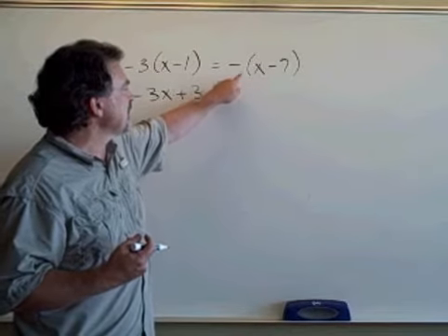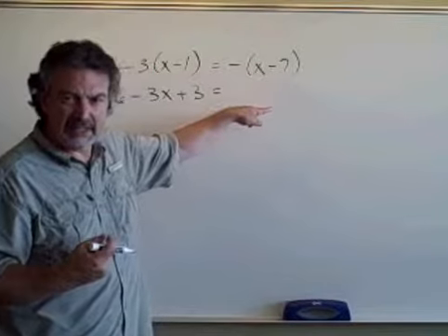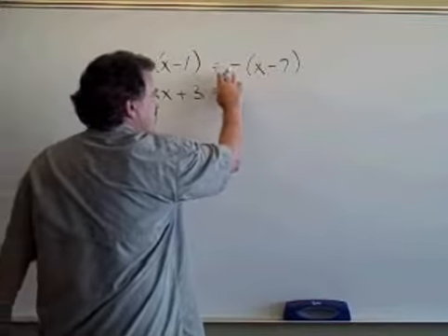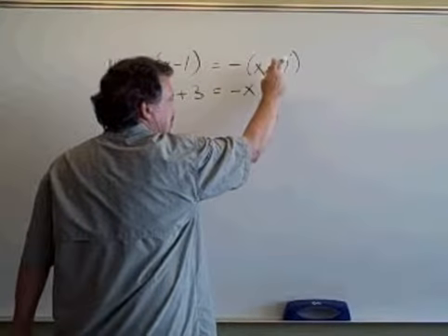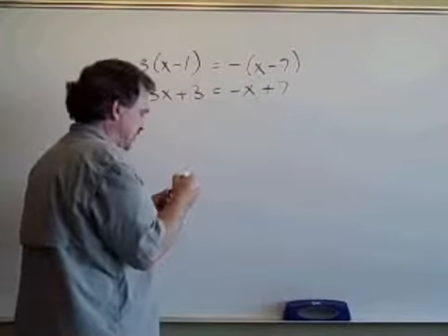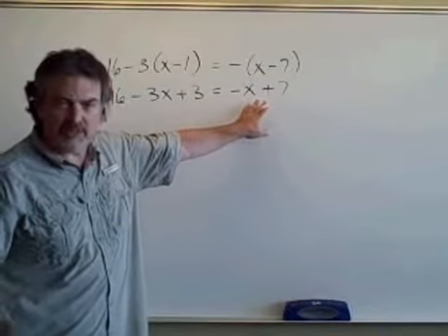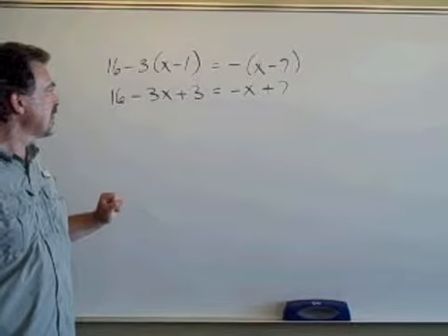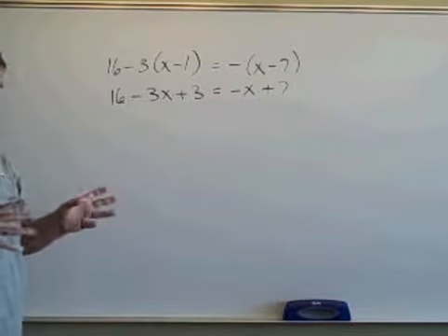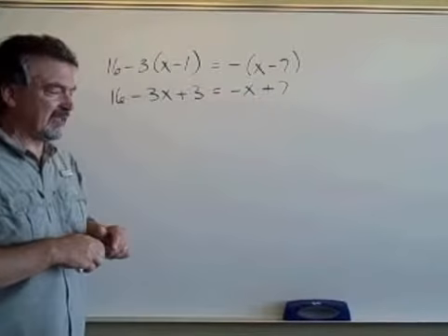Another way that some people think about it is as if you're multiplying the terms by negative 1. So when I remove the parentheses here, this will become minus x minus the minus 7 becomes plus 7. See how it changed each of those terms so that their signs were the opposite of what they were inside the parentheses.